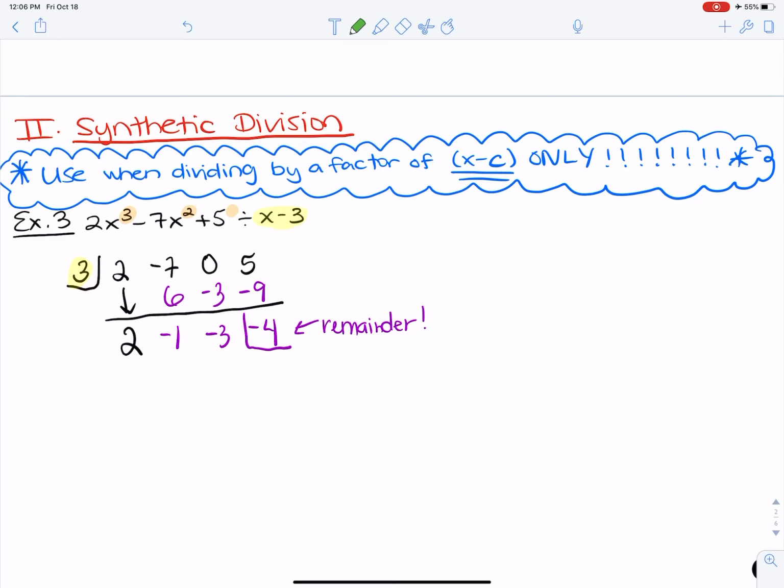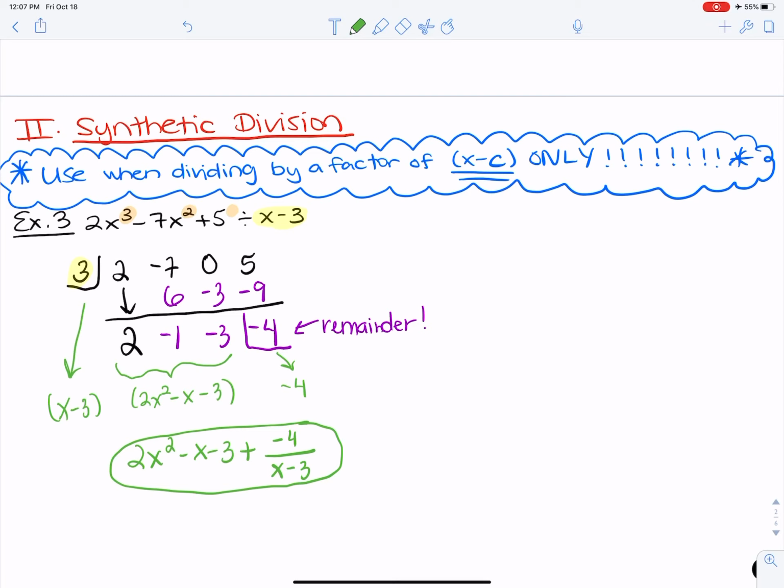2x cubed minus 7x squared plus 5 divided by x minus 3 equals this quotient, 2x squared minus x minus 3, and this remainder is negative 4. Now, the final answer, remember, we always start with the quotient. The final answer is whatever the quotient was. So our final answer is 2x squared minus x minus 3 plus whatever your remainder is, negative 4, divided by whatever you divided by, x minus 3.